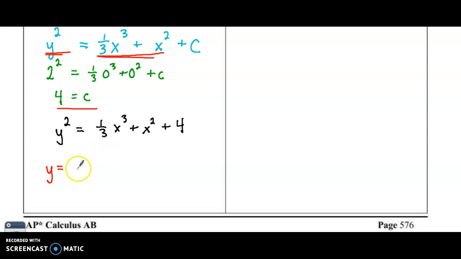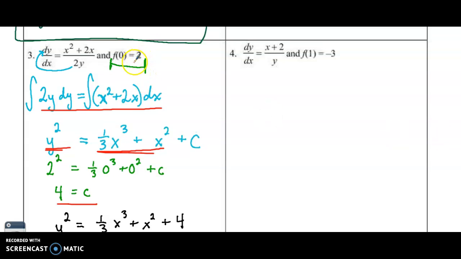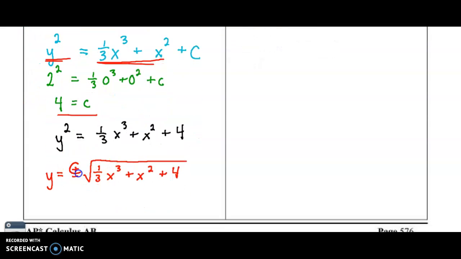Now, here's the thing. When you square root, you do get 2 answers, a plus and a minus. But only one of those answers is correct. And don't automatically assume it's always the positive one. Because if you go back to the initial condition, the y value we got was positive. That's why our answer is the positive version.